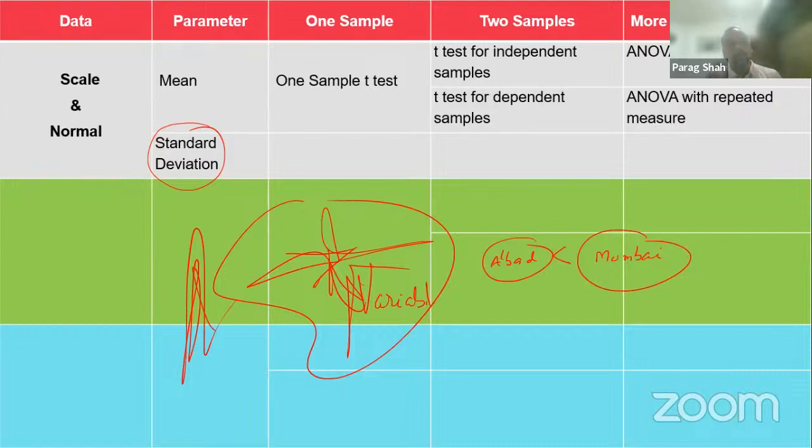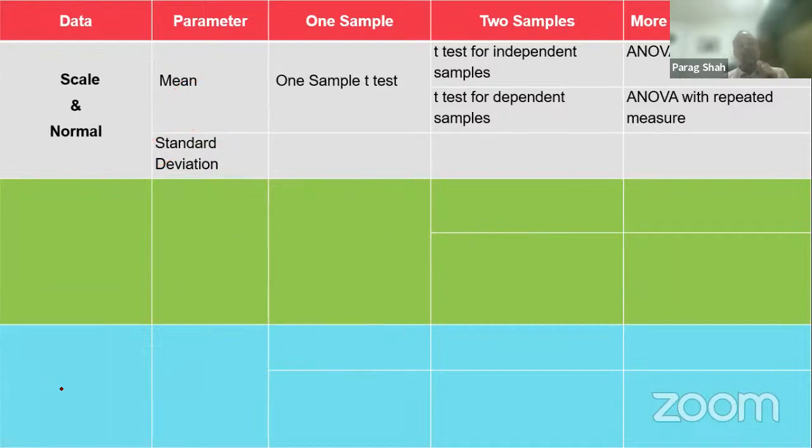Because we know in Mumbai we have posh areas like Nariman Point and Vile Parle, and we have Dharavi, the slums also. So there is a lot of variation in their income. I want to check, does Mumbai have more variability in income compared to that of Ahmedabad? That means my focus is not mean, my focus is variability. That is the standard deviation. So if your focus is standard deviations, then you have to go for chi-square test for one sample, F test for two samples, and for more than two samples, Bartlett test, or there is also Levene test.